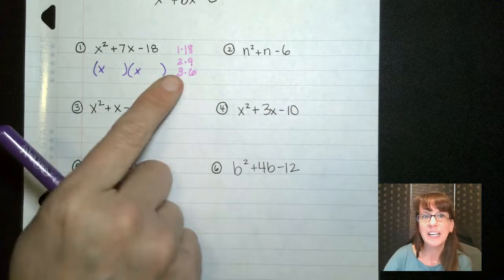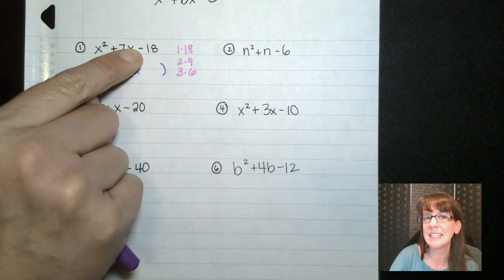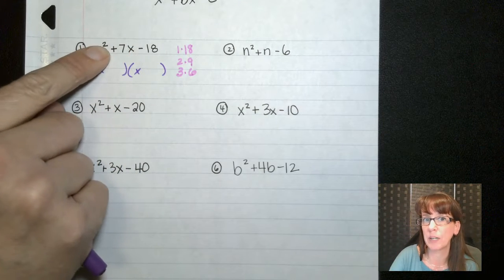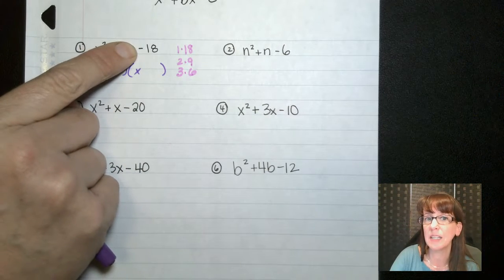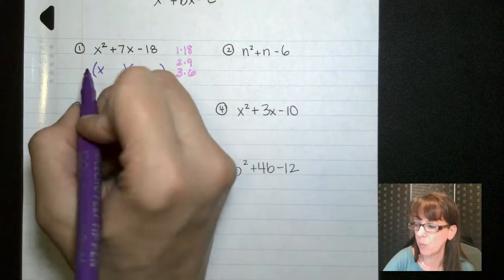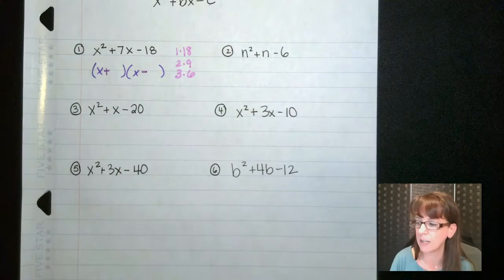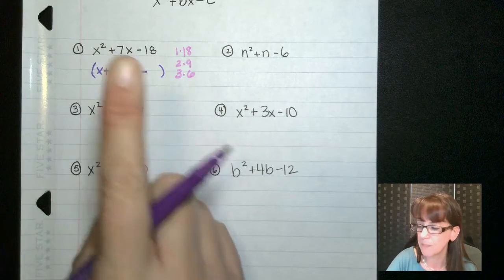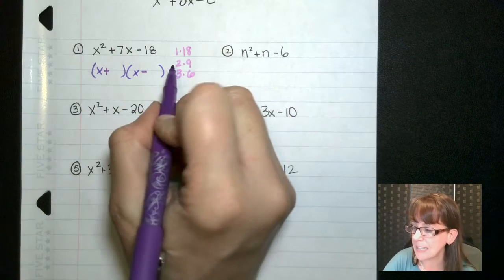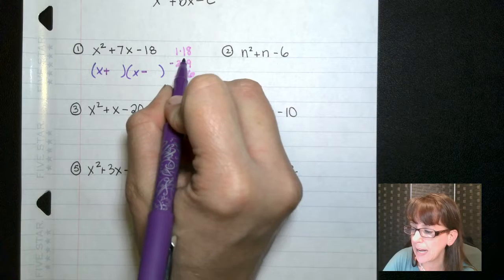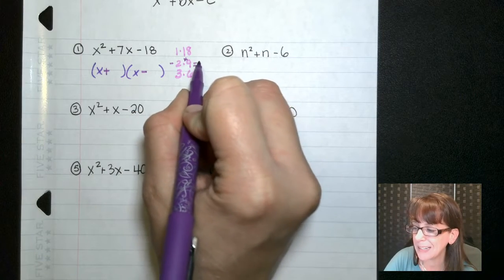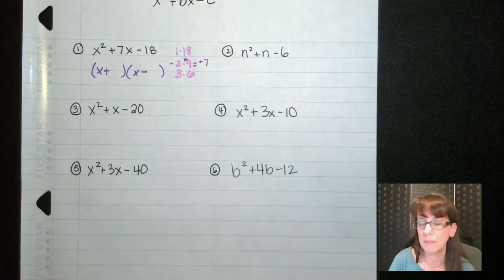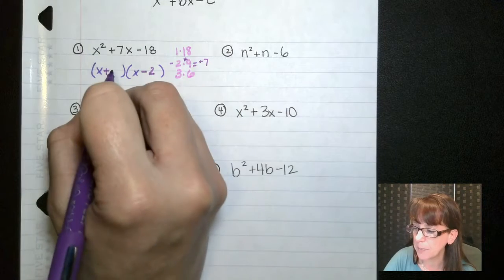Now, I have to look at my signs and determine. So I look at the last sign. This tells me different signs. I do not care about this front one. I don't care if it's positive or negative. This tells me different signs. So one is a positive, one is a negative. I now need a positive and a negative that gives me positive 7. Well, if I look at this, I see that I have a negative 2 and a positive 9, those add up to positive 7. So I need a negative 2 and a positive 9.